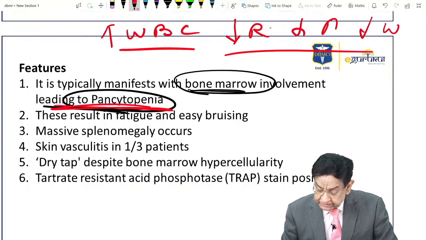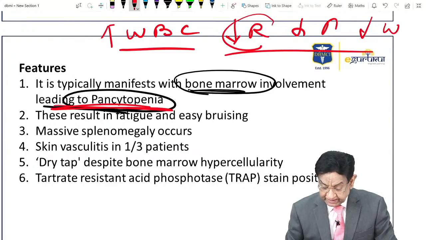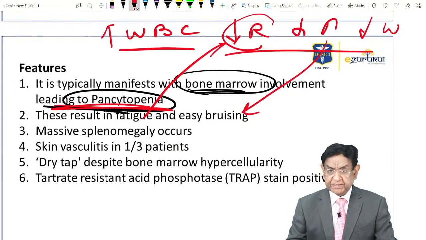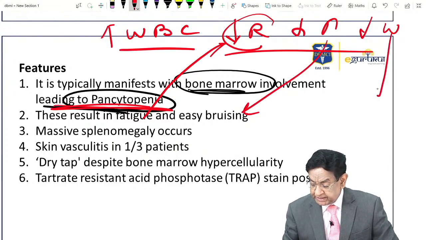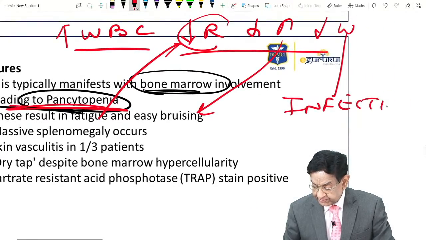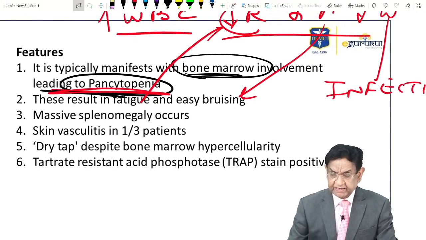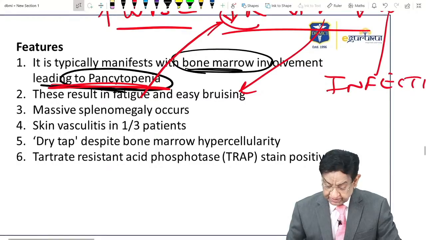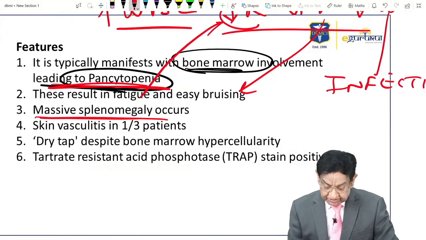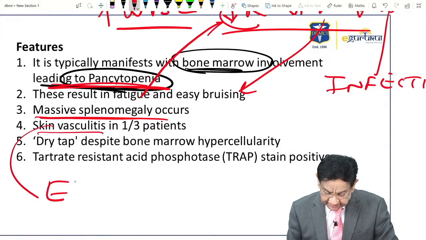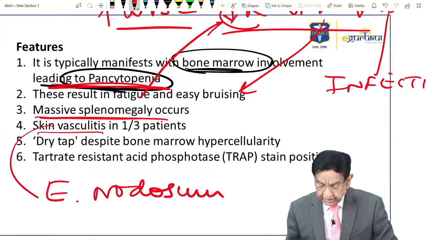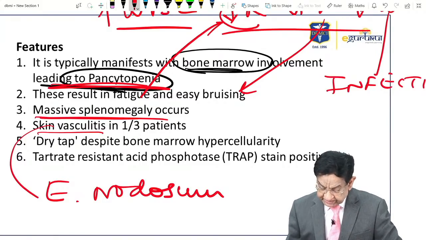Due to reduced RBC, anemia will be there, and that leads to fatigue. Platelet count is reduced, so the patient is prone to bruising, and with reduced WBC count they are prone to infection. So we are clear about why fatigue and bruising are likely to occur in these patients. Massive splenomegaly is a feature, a very, very important point. Vasculitis is there. What do we see in vasculitis? Erythema nodosum, which is seen in the shin area.